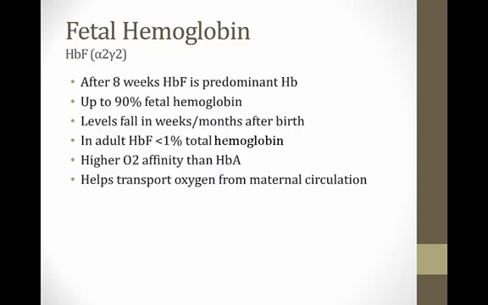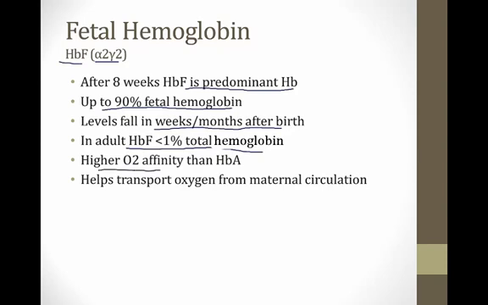So let's talk about that fetal hemoglobin some more. That's hemoglobin F with two alpha chains and two gamma chains. After 8 weeks of development of the fetus, hemoglobin F is the predominant hemoglobin. It represents about 90% of fetal hemoglobin. The levels start to fall in the weeks or months after birth, but newborns still have a lot of fetal hemoglobin present. In adults, HbF is less than 1% of total hemoglobin, so just a little bit remains behind.